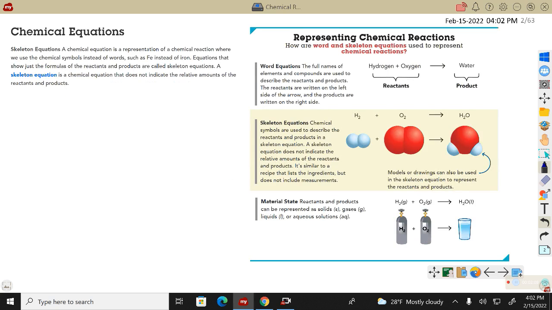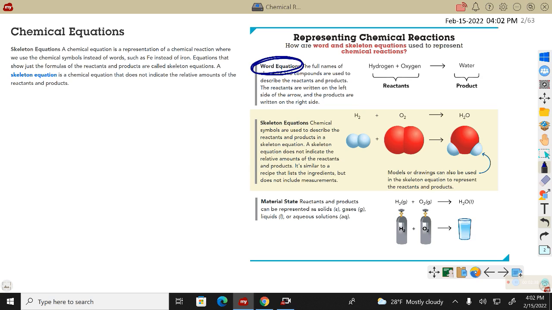Now, there are different ways of showing a reaction. Sometimes we write out chemical reactions as just words. We might have a word equation, or maybe here's the formation of water, or we would just write hydrogen reacts with oxygen to produce water. Hydrogen and oxygen are my reactants, and water is my product, the arrow pointing toward my product.